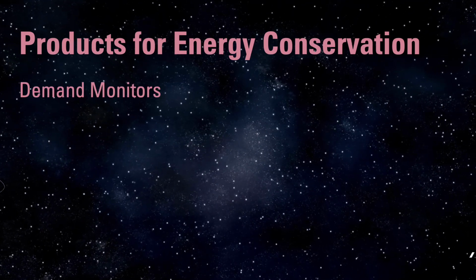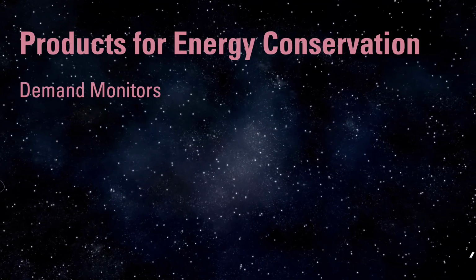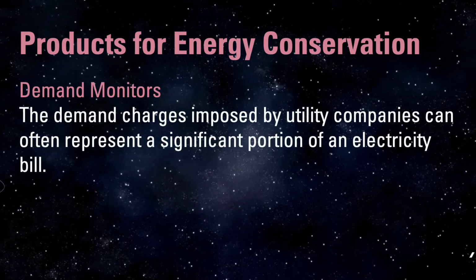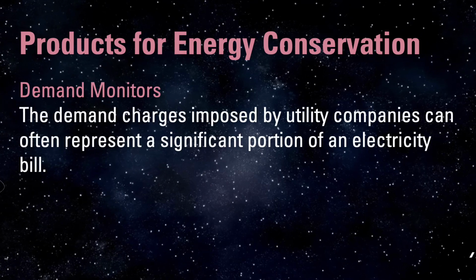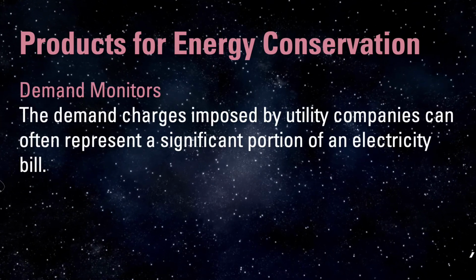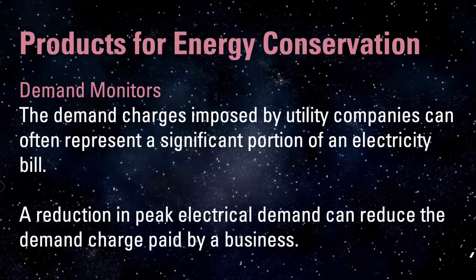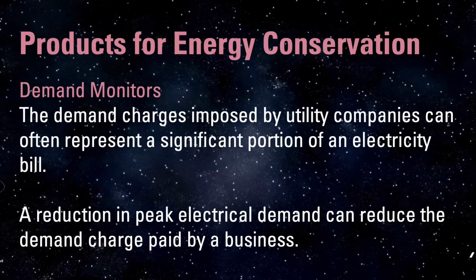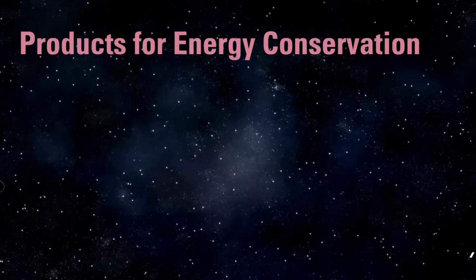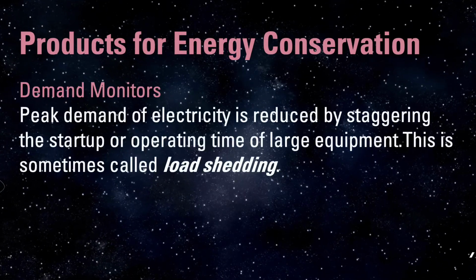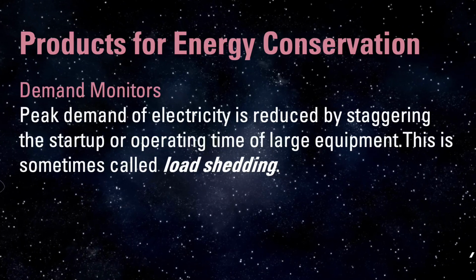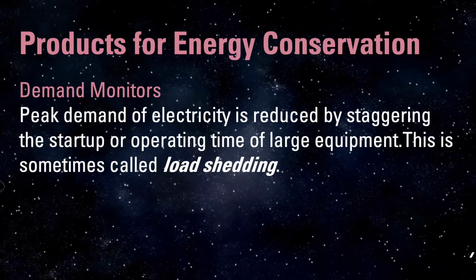Another product for energy conservation is the demand monitor. The demand charges imposed by utility companies can often represent a significant portion of an electricity bill. A reduction in peak electrical demand can reduce the demand charge paid by a business. Peak demand of electricity is reduced by staggering the startup or operating time of large equipment.